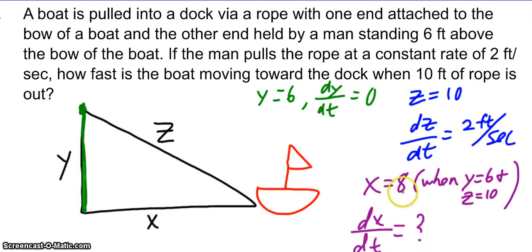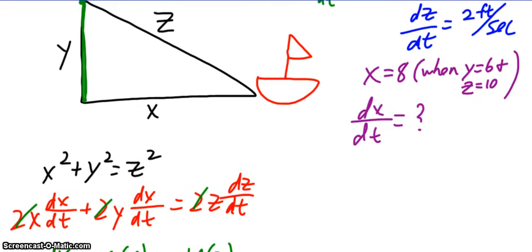X is going to be 8 when Y is 6 and Z is 10. Again, that's a 6, 8, 10 triangle. Had it not been one of our Pythagorean triples, then we could use the Pythagorean theorem to find it for the other two given values. dx/dt is what we're trying to solve. So again, our relationship between the three variables is x squared plus y squared is z squared.